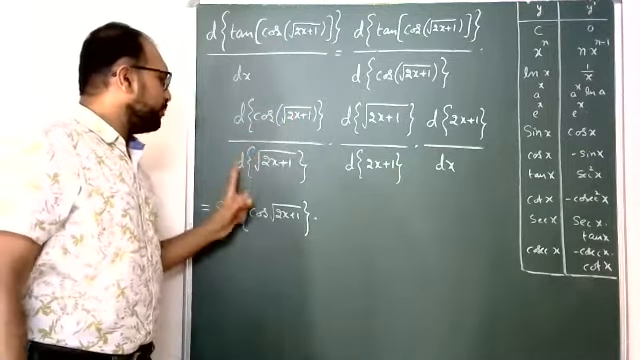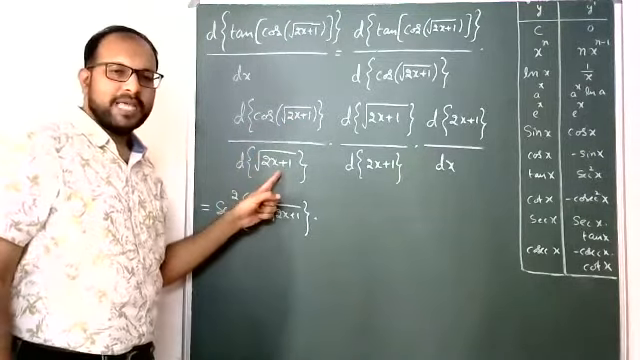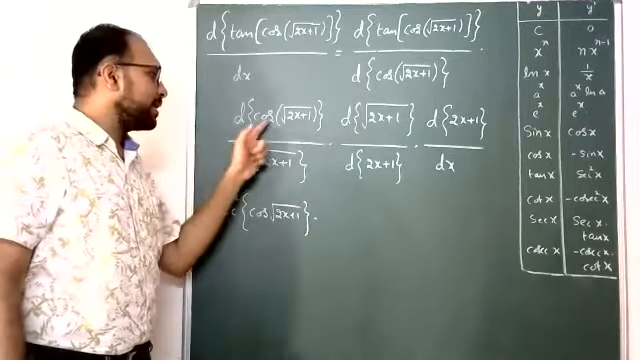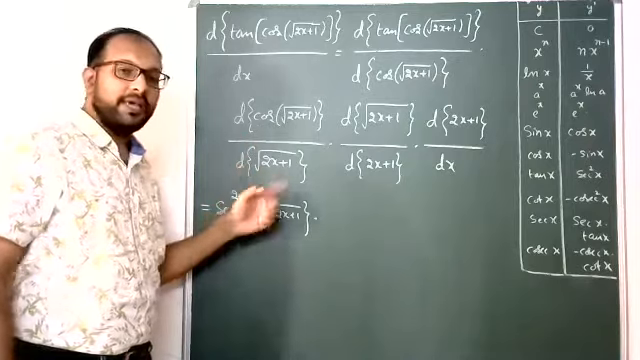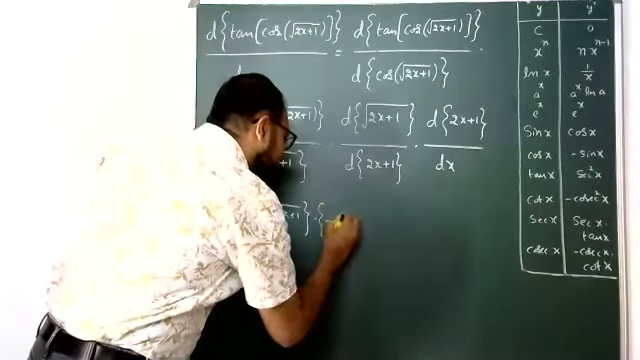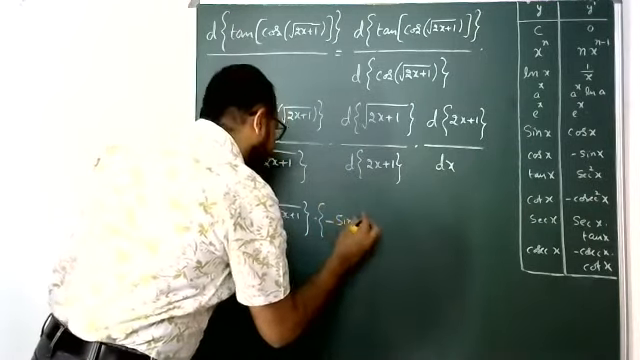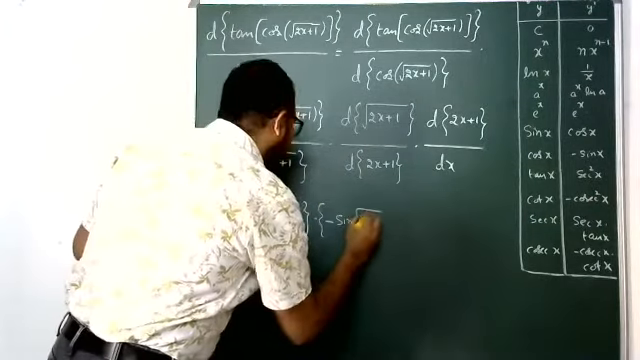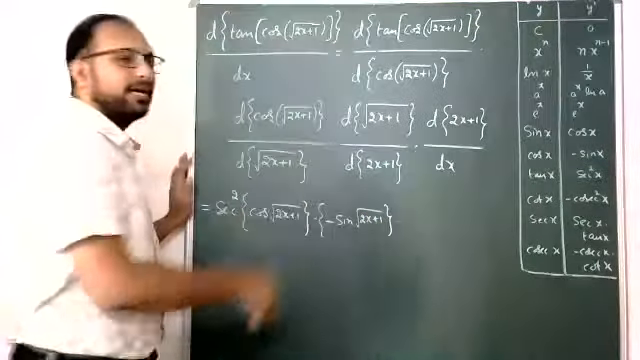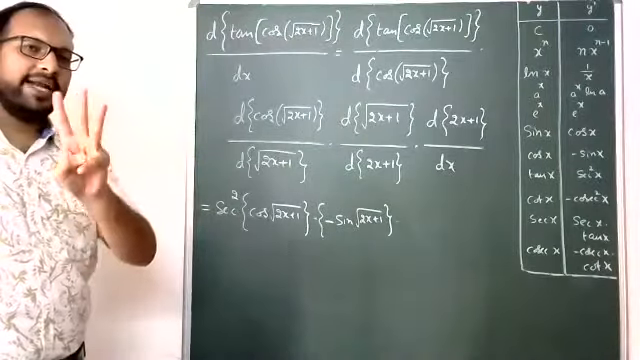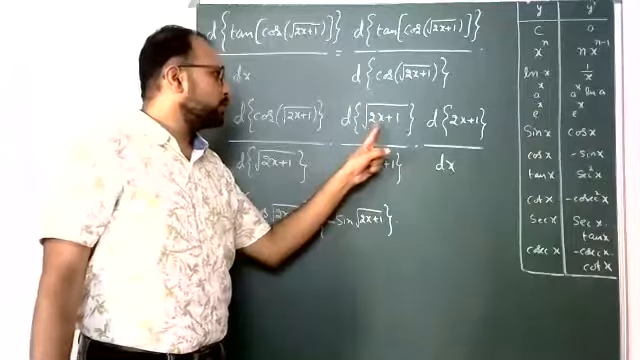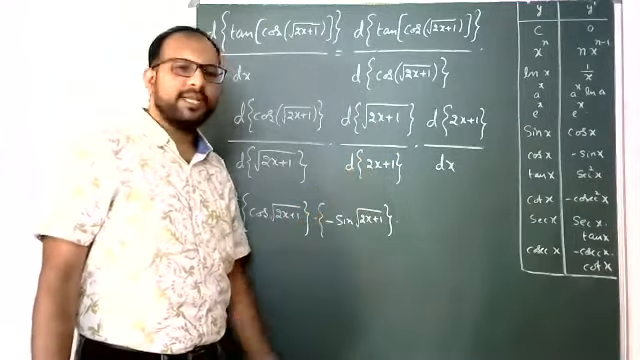Now second, derivative of cos, of this I am assuming some v. Cos v with respect to v: cos x with respect to x is minus sin x, same as cos v with respect to v is minus sin v. So the answer is minus sin of root over 2x plus 1. Second link over.